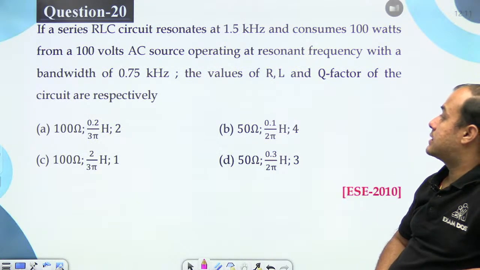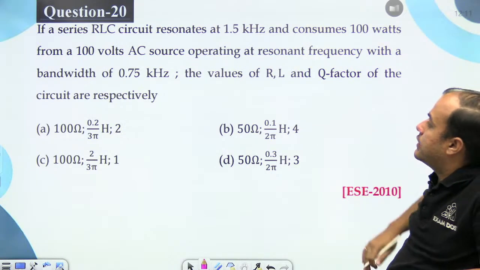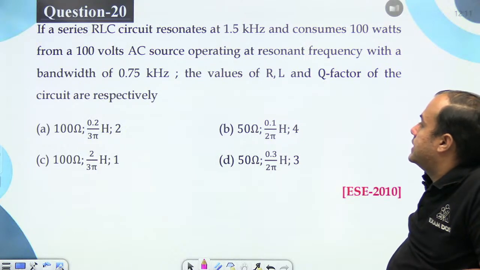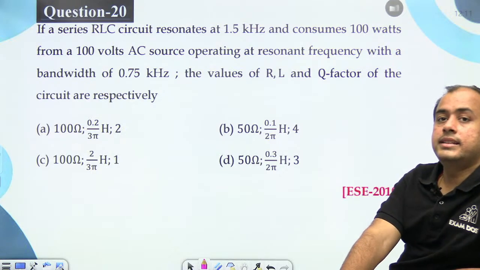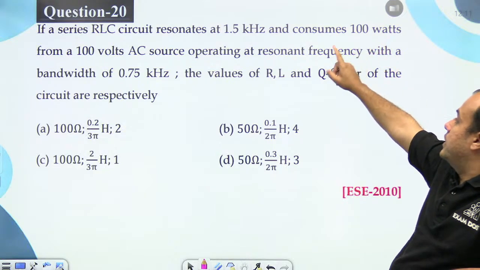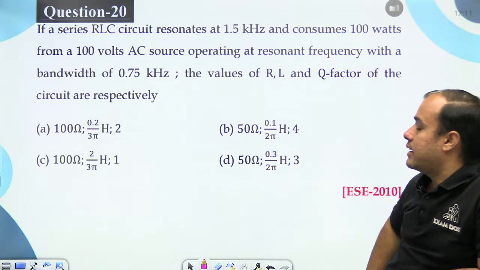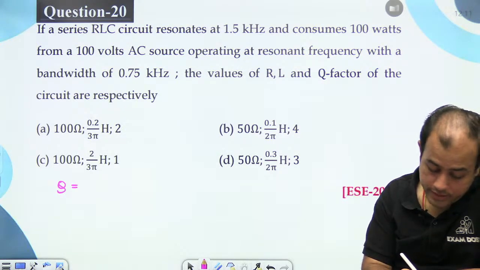Next, a series RLC circuit resonates at 1.5 kilohertz and consumes 100 watt from a 100 volt AC source operating at resonant frequency with a bandwidth of 0.75 kilohertz. The value of R, L and quality factor are. Try कीजिए, ESE 2010. Series RLC resonant circuit, resonance frequency is given, real power is given, bandwidth is given, R, L and quality factor. So quality factor is F naught by bandwidth.